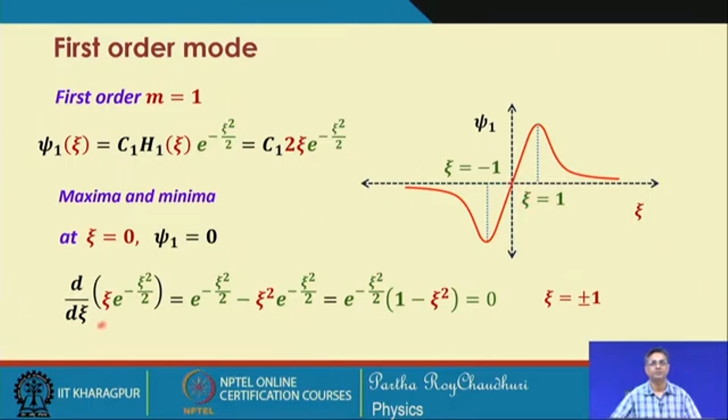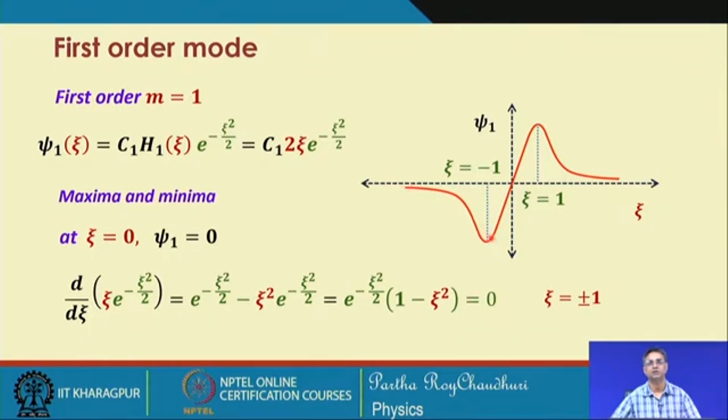When I take the derivative of this function, it gives you 1 minus xi square equal to 0, since e to the power of xi square by 2 cannot be 0. So, this gives you xi equal to plus minus 1. These are the 2 points where the wave function will have maxima and minima, and that is what is indicated by this at xi equal to plus 1, at xi equal to minus 1.